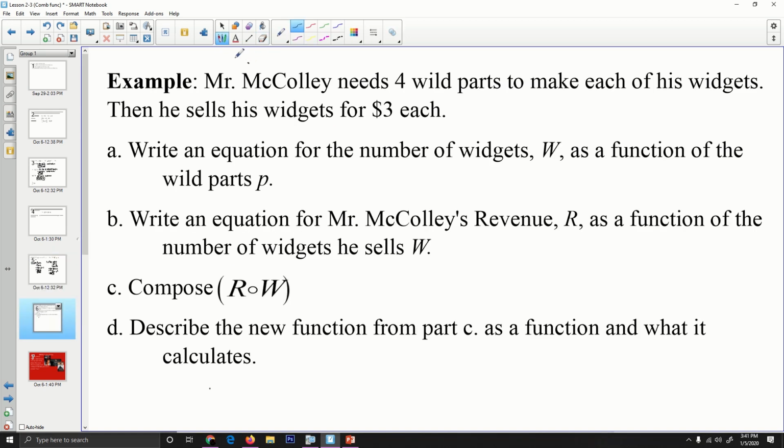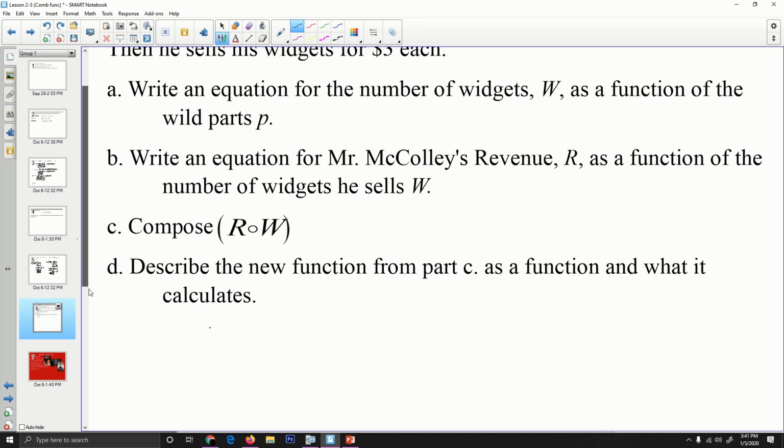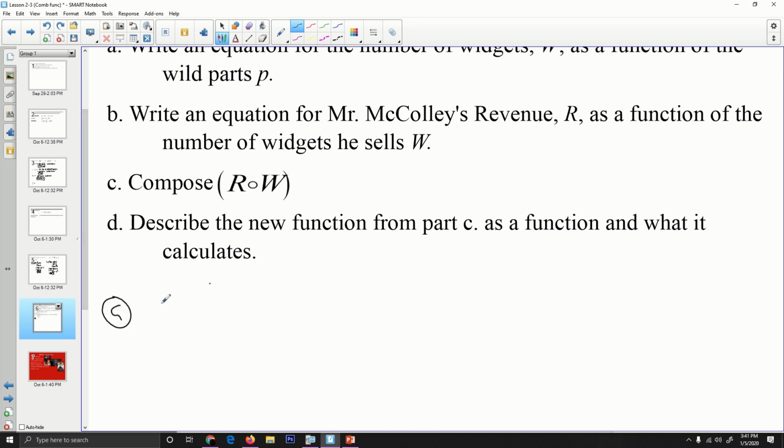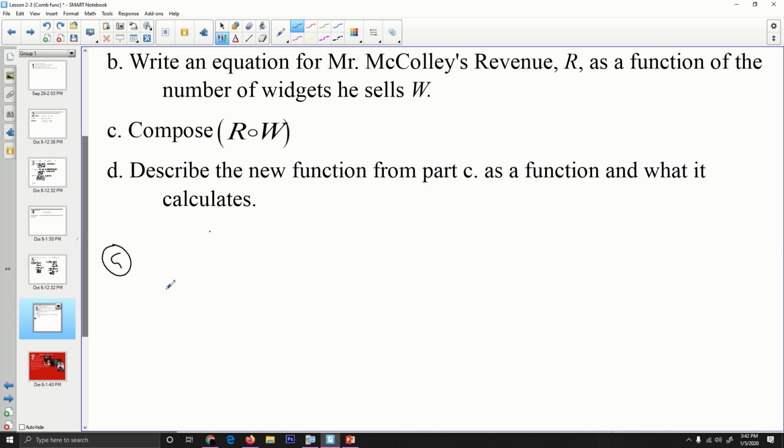All right, so my final example here. Mr. McCulley needs 4 wild widget parts for each of his widgets. Then he sells the widgets for $3 each. Write an equation for the number of widgets as a function of the wild widget parts P. So I need 4 parts for each one widget. And so if I'm writing that, W as a function of the number of parts. I have my P there.